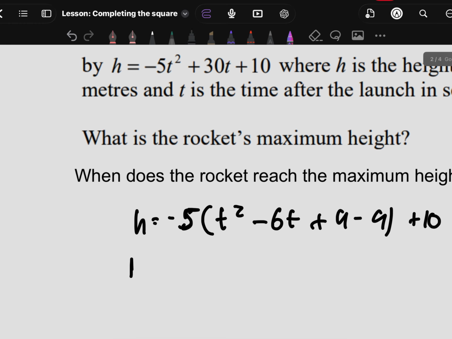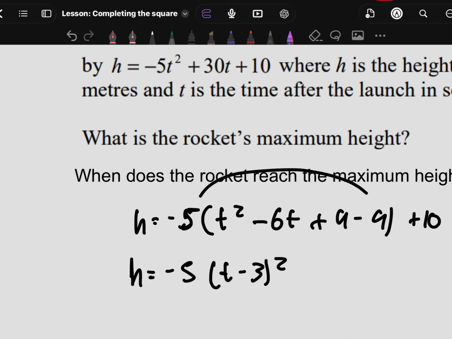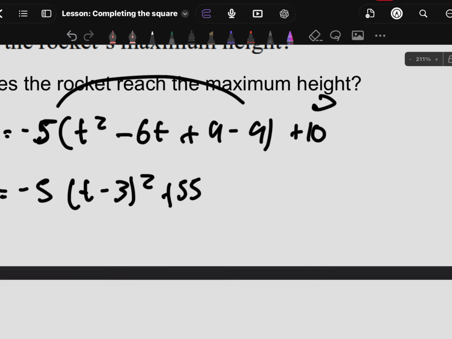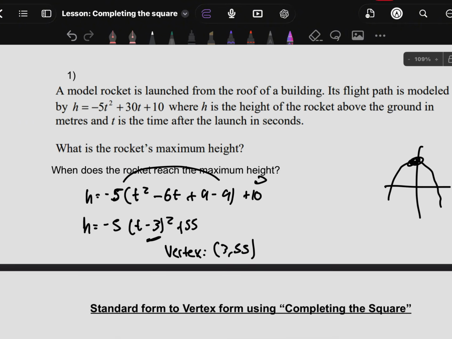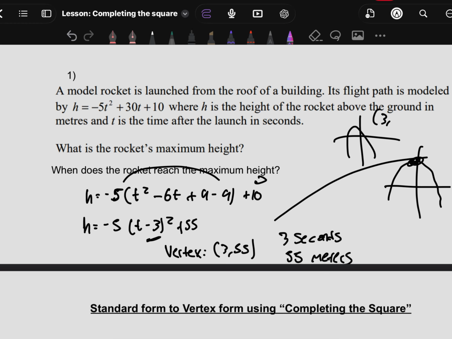Then from here we can go h equals negative 5 times (t minus 3) squared, as we do the perfect square trinomial method. And then we can simply multiply these out. Negative 5 times negative 9 plus 10, getting us plus 55. Now from here, our vertex is, we take the opposite of that. So 3, 55. And since x here is t, it's 3 seconds and 55 meters. We can also further display this on our quadratic right here, where we can write 3, 55.